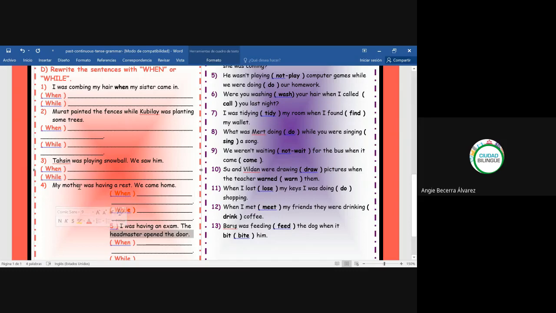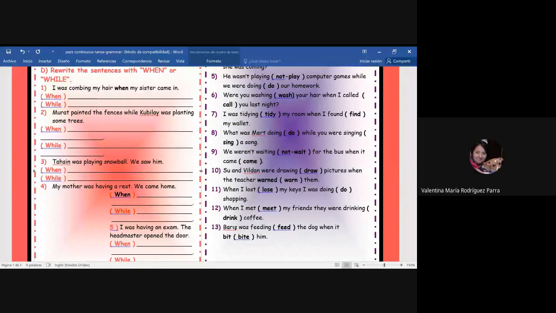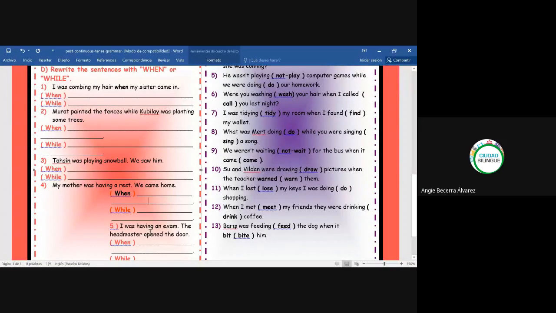Number four, Susana, ¿cómo quedarían estas oraciones con when? When we came home. Perfect. So, my mother was having a rest when we came home. ¿Y cómo quedaría con while, Rocío? While my mother was having a rest, we came home. Perfect. Recuerden que deben ir las dos partes, porque si solo me dicen una parte, queda incompleto el mensaje, ¿ok?